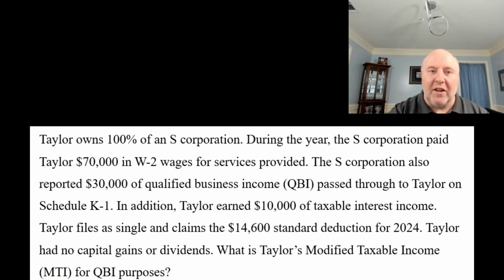$110,000. And now let's go ahead, and we have a single person with Taylor. Let's go ahead and take out our standard deduction of $14,600. And we're going to come out to our modified taxable income of $95,400.